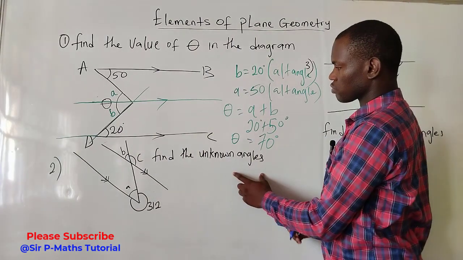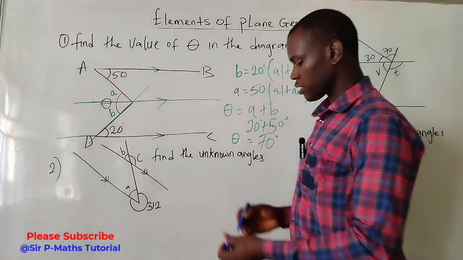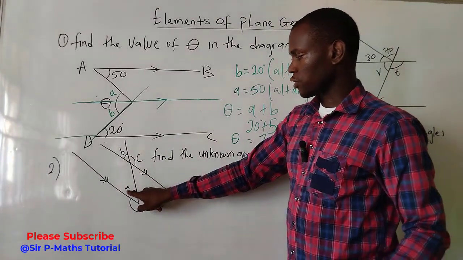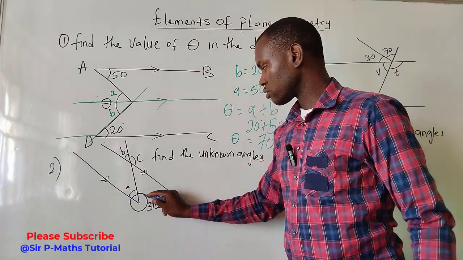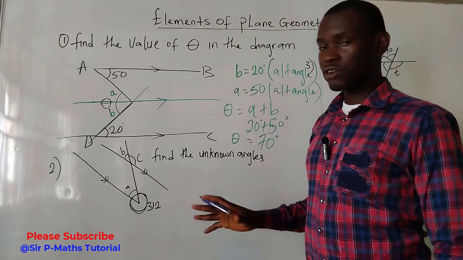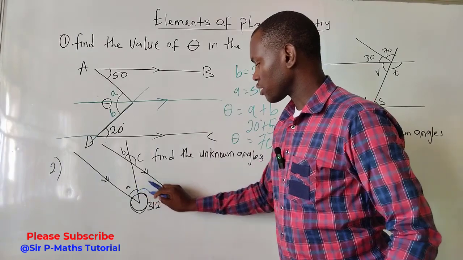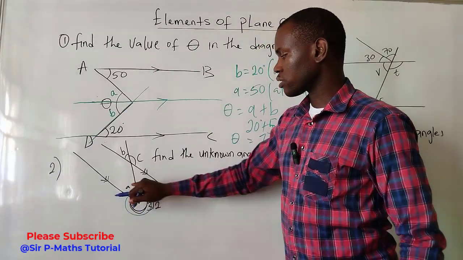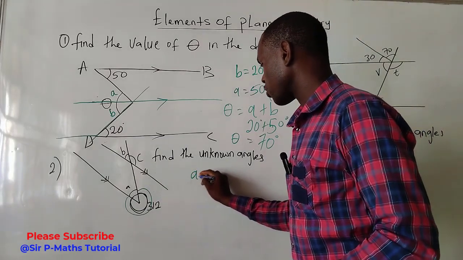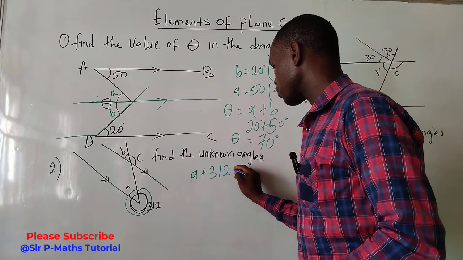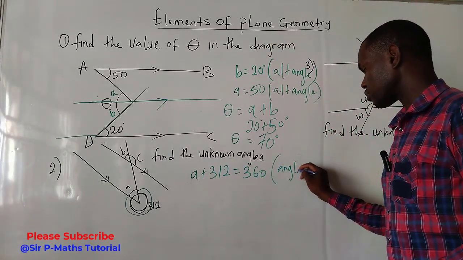Find the unknown angles. We have three unknown angles here, here, and here, all right? The simplest among the three of them to get is A. The reason is because I have an angle at a point. If I move around this place, I have a total angle of 360 degrees. Now, since I've been provided with here to here, if I remove it from 360, I'll get the remaining part. To solve the angle at A, I'll say A plus 312 will give me a total angle of 360. The reason is angle at a point.